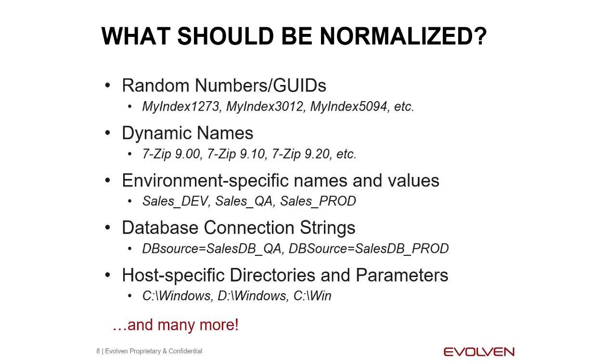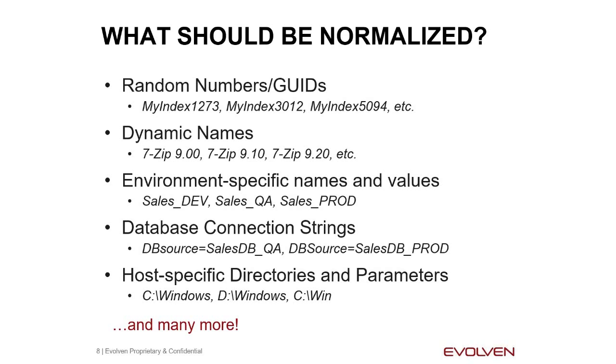Could be dynamic names. We'll see an example later, but sometimes you'll see a version number stuck in there. Now, if the version number is intended so that you only compare the 7-zip 9.00 with other 7-zip 9.00 items, then maybe dynamic names are fine. But if you do want those things to align, perhaps you might, for example, do a release where your new release always has the version number in it, but you want to know specifically how those differ. You'll need to normalize out the numbers. And so dynamic names would be a good example of something that needs to be normalized out.